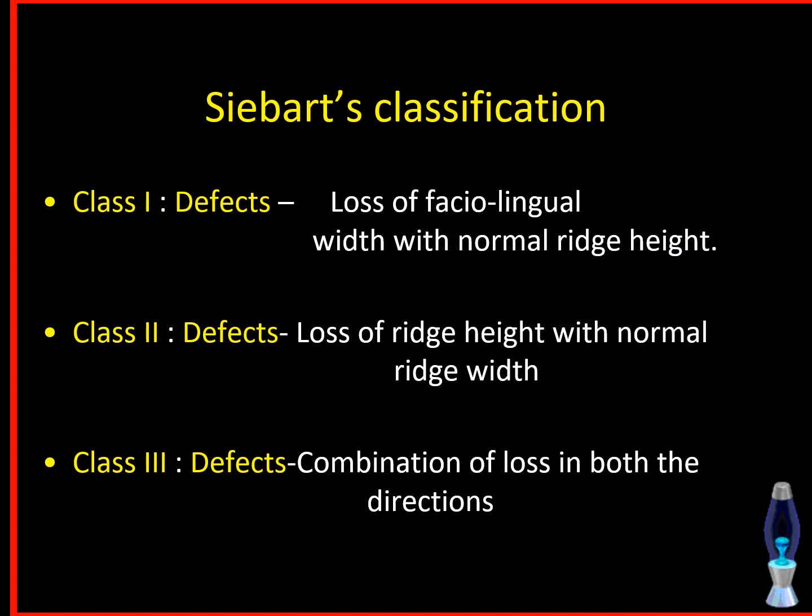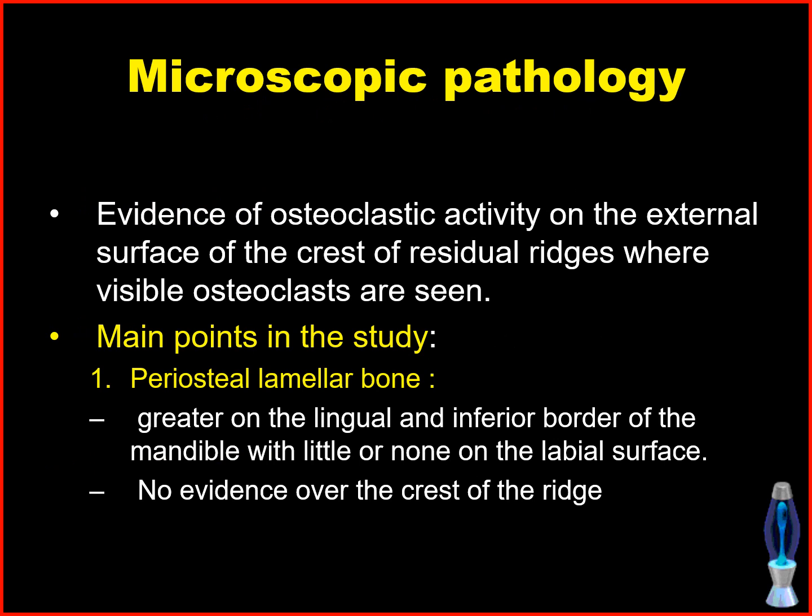Another person classified the residual ridge into 3 types of defect. Class 1 defect: loss of faciolingual width with normal residual ridge height. Class 2: loss of residual ridge height with normal residual ridge width. Class 3 defect: a combination of loss of residual ridge width as well as height. So let's see the microscopic pathology of RRR.